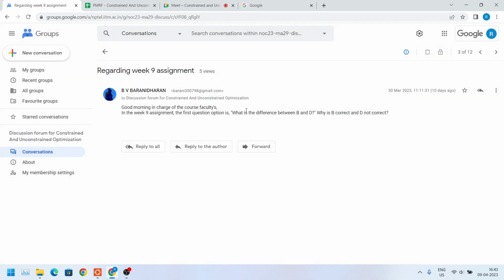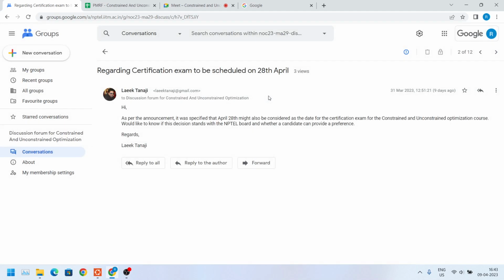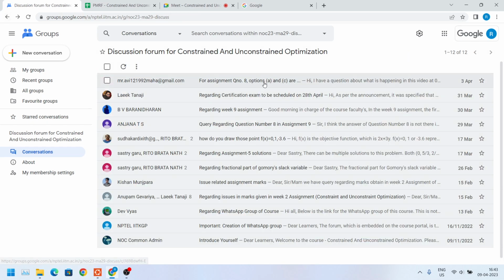This one also, it's week 9, the first question. I noticed that both option B and D are the same. So even if you choose one of them, it should have been correct. But again, I don't set this assignment problem, so I cannot do anything. Regarding the certification exam, I don't exactly know because that stands with the NPTEL board, I think. So they will only be able to answer it.